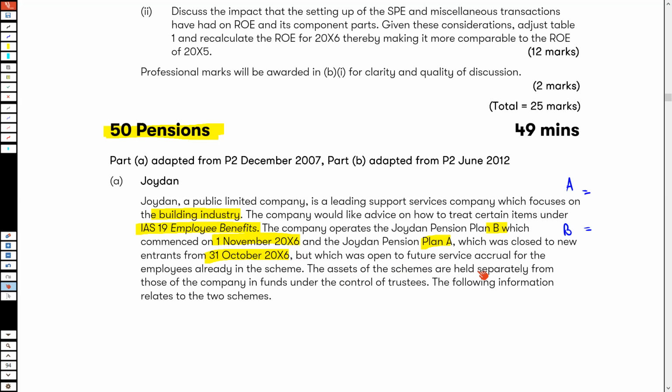It says the assets of the scheme are held separately. Whenever it says the assets of the scheme are held separately, this means the entity maintains a separate legal entity from the company, with the funds under the control of trustees. The following information relates to the two schemes.